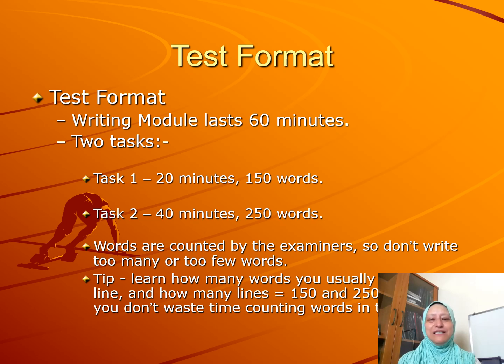So the test format is exactly 60 minutes, and there are two tasks in this 60 minutes. Task number one is just for 20 minutes, and that is around 150 words. Task number two is double the time, so it's 40 minutes, and that is for a minimum of 250 words. Now, words are counted by the examiners, so remember not to write too many words or too few words.